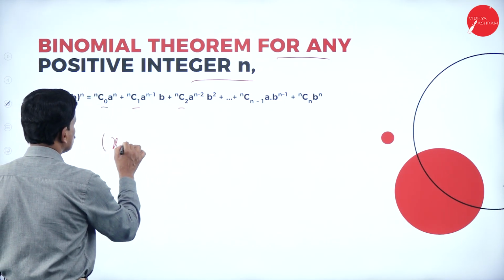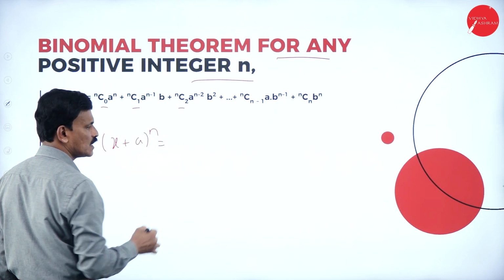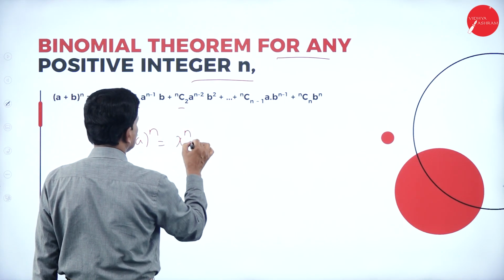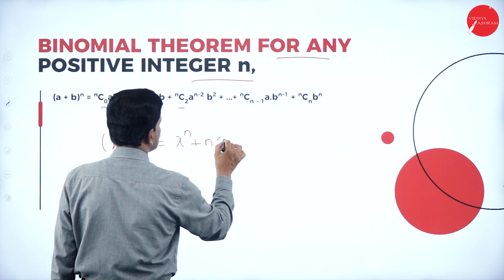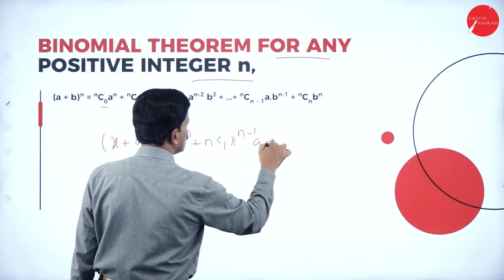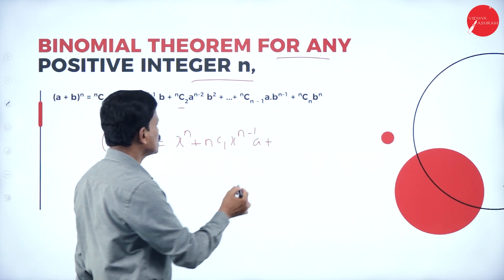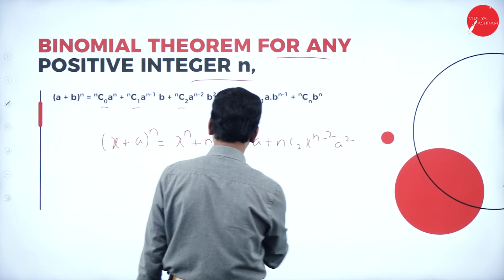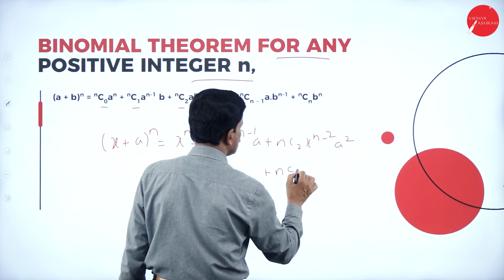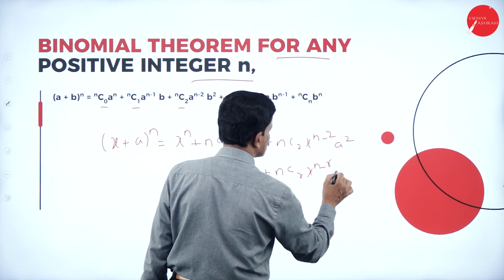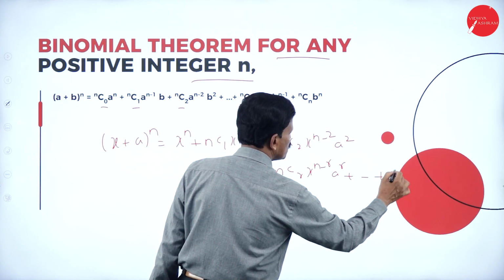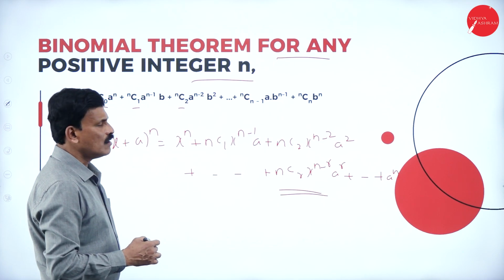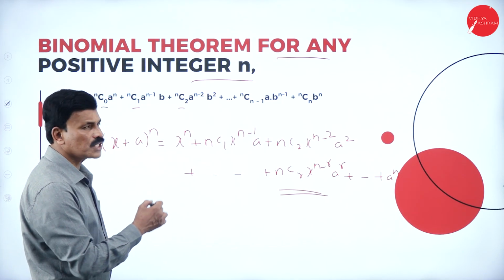So we can also write (x plus a) to the power of n like this. After simplification, we get it as x raised to n plus NC1 x to the power of n minus 1 into a, next NC2 x to the power of n minus 2 into a square, plus and so on, plus NCr x to the power of n minus r a raised to r, and so on, plus a to the power of n. So this is the expansion of (x plus a) to the power of n using the binomial theorem.